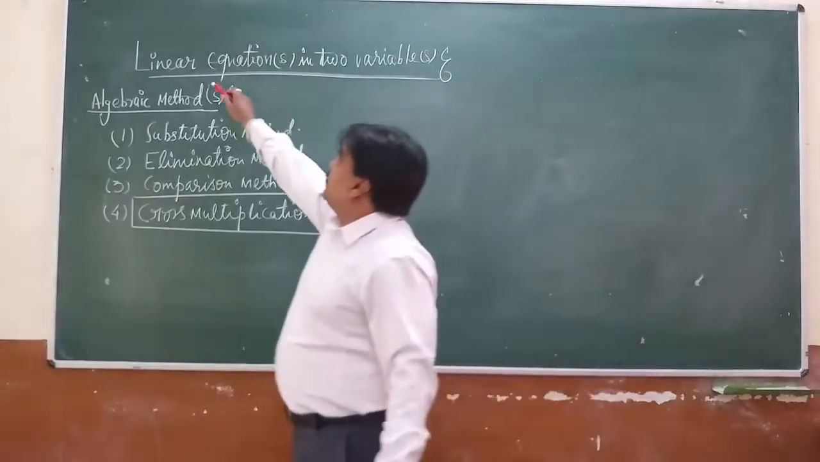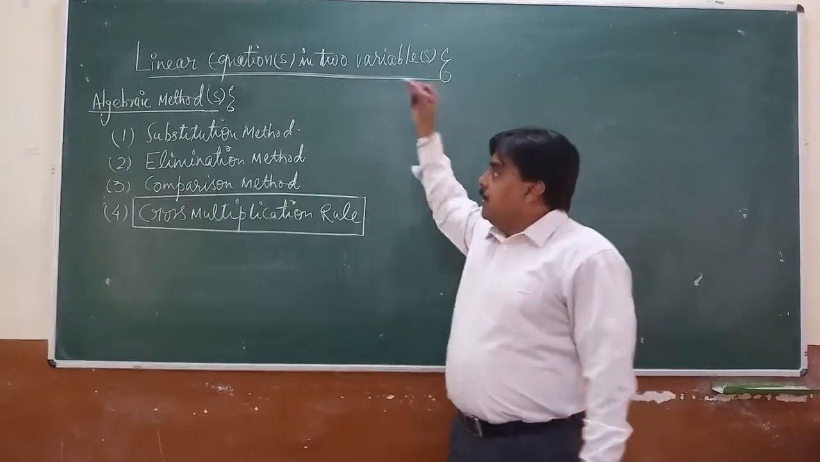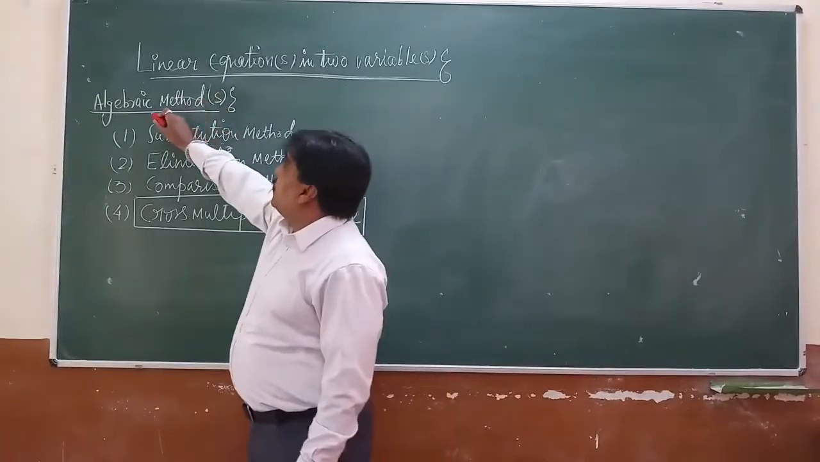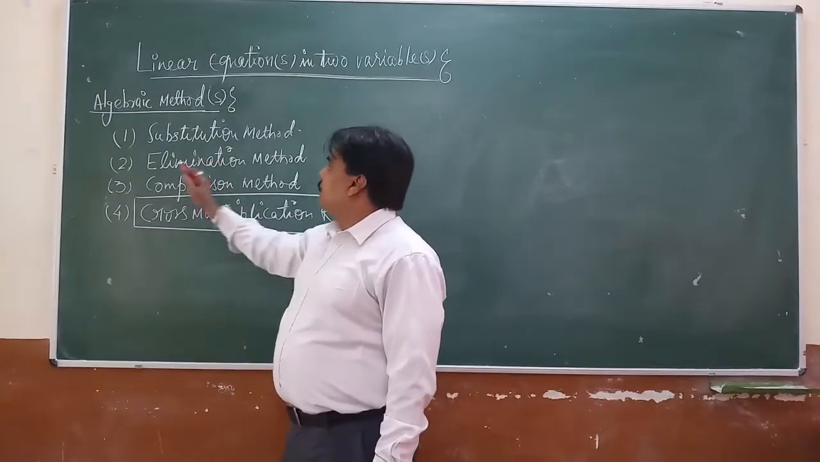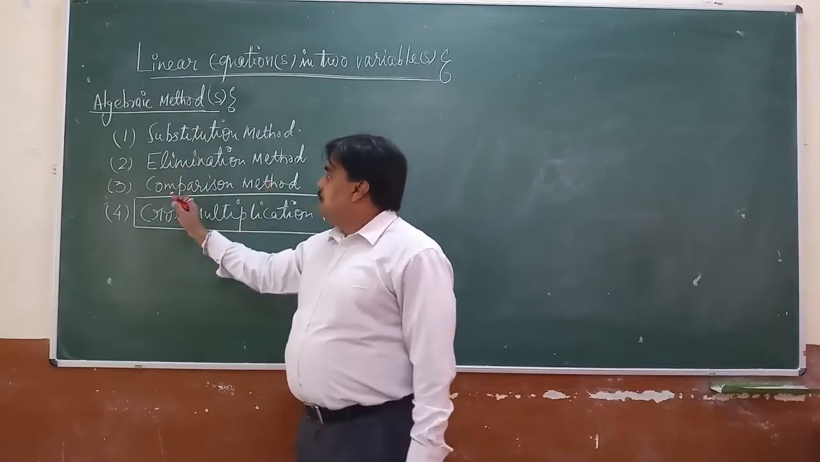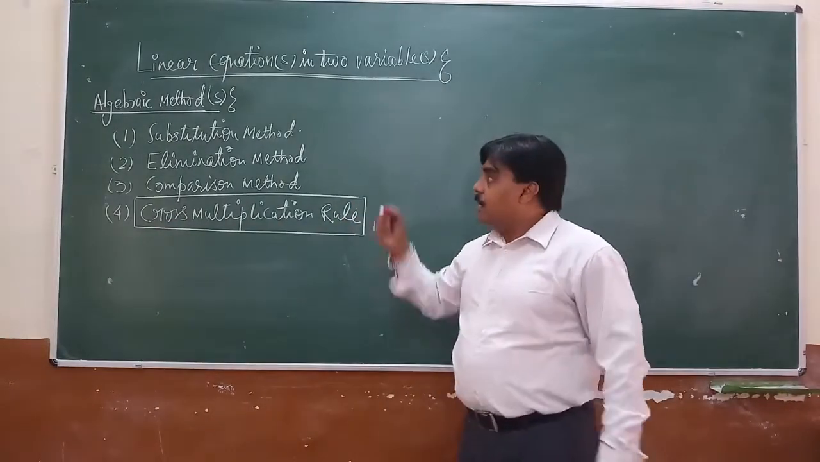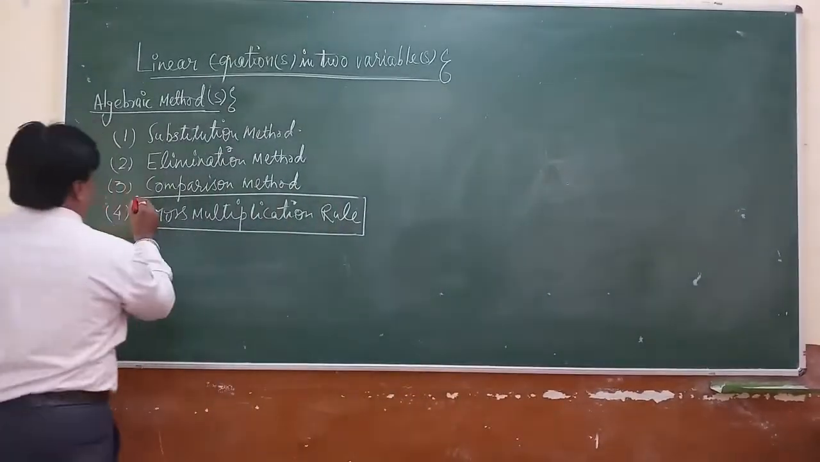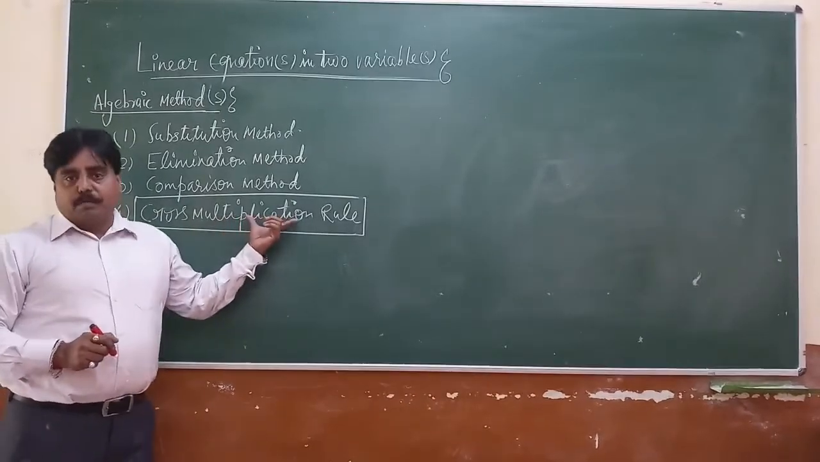I am going to discuss linear equations in two variables. This is the chapter. In this chapter, I am going to discuss the algebraic methods. First is the substitution method, second is elimination, third is the comparison method, and fourth is the cross multiplication rule. I will give more emphasis right now only on the cross multiplication rule. I will discuss the cross multiplication rule.